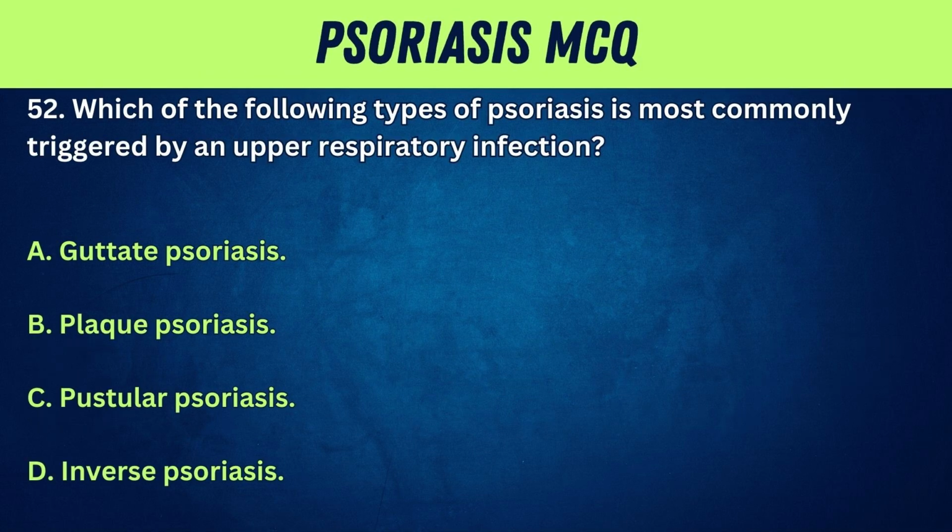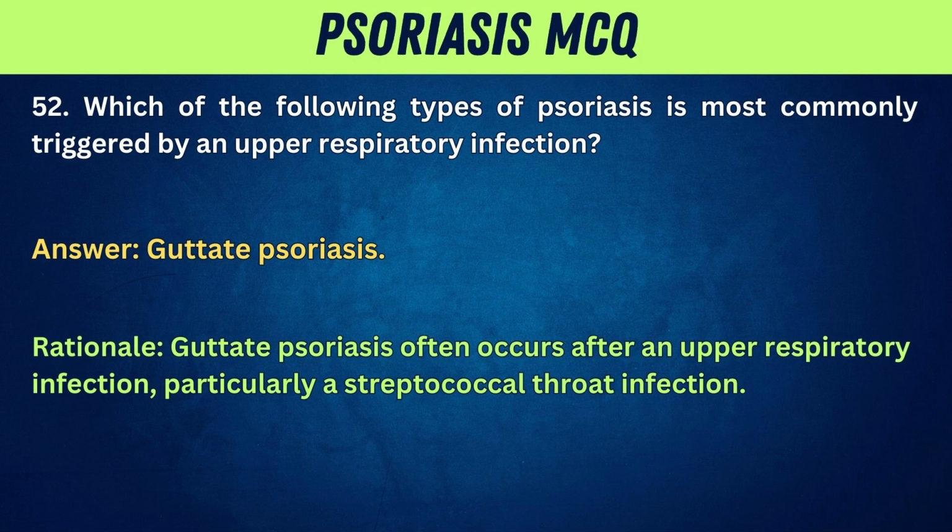52. Which of the following types of psoriasis is most commonly triggered by an upper respiratory infection? A. Guttate psoriasis. B. Plaque psoriasis. C. Pustular psoriasis. D. Inverse psoriasis. Answer: guttate psoriasis. Rationale: guttate psoriasis often occurs after an upper respiratory infection, particularly a streptococcal throat infection.